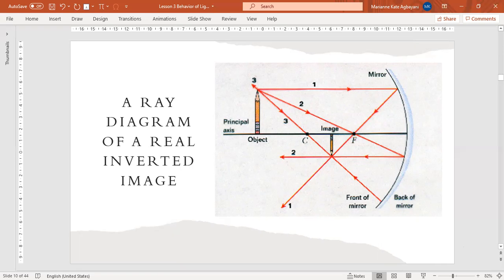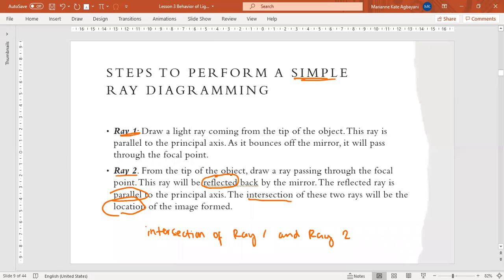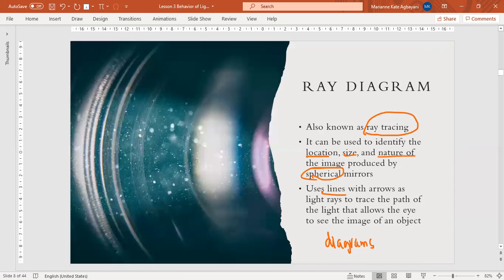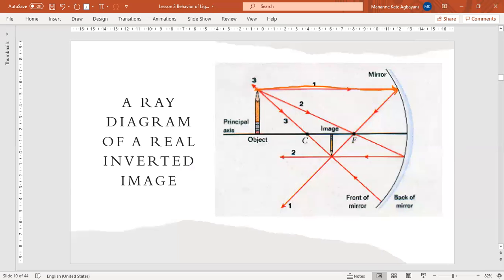Okay, for ray 1, from the tip, going there siya sa mirror, and it will be reflected, passing through the focal point. So dadaan siya dito. Okay, this is our ray 1.